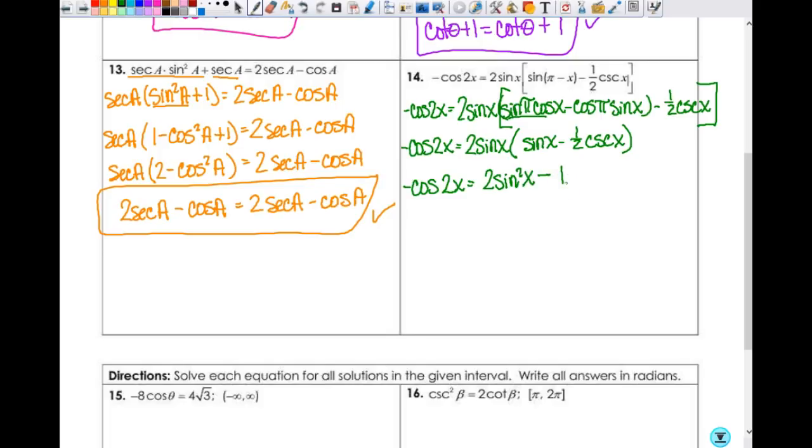So now if you look on your formula chart there, cosine of 2x, one of the options is 1 minus this. Well, this is negative. If I factor out that negative, then this is going to give me 1 minus 2 sine squared x. And that does match the cosine of 2x. So negative cosine of 2x equals negative cosine of 2x. And we are done.